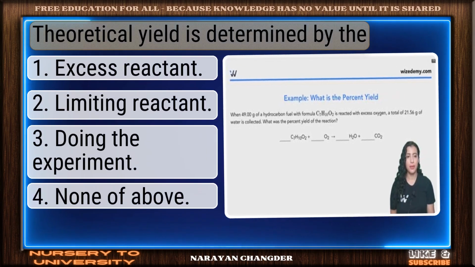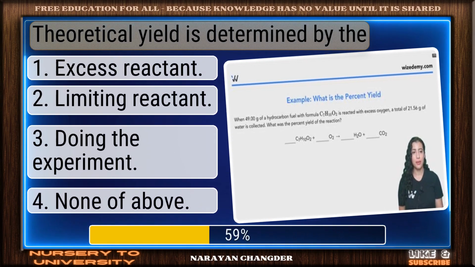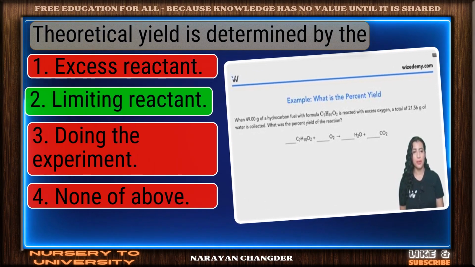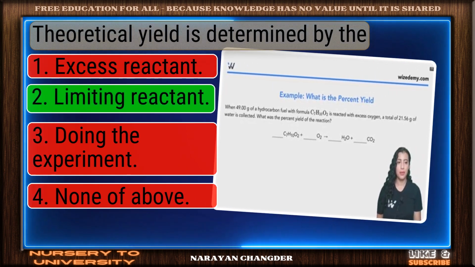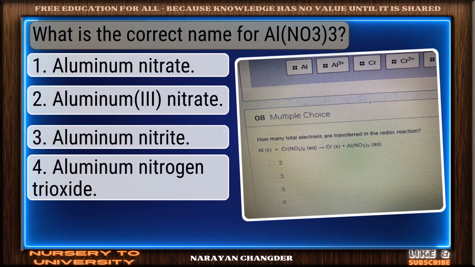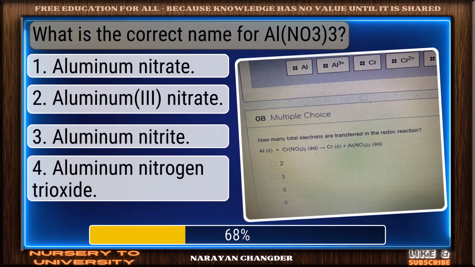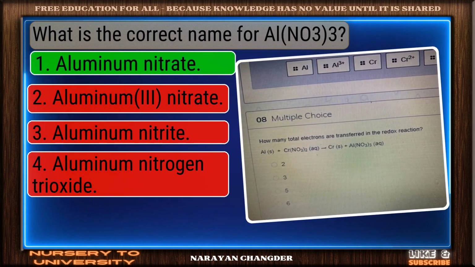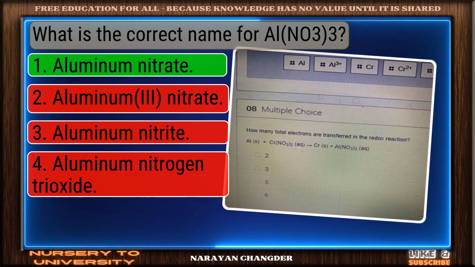Theoretical yield is determined by the... Well done. Limiting reactant is the right choice. What is the correct name for Al(NO3)3? On track. Aluminum nitrate is the correct answer.